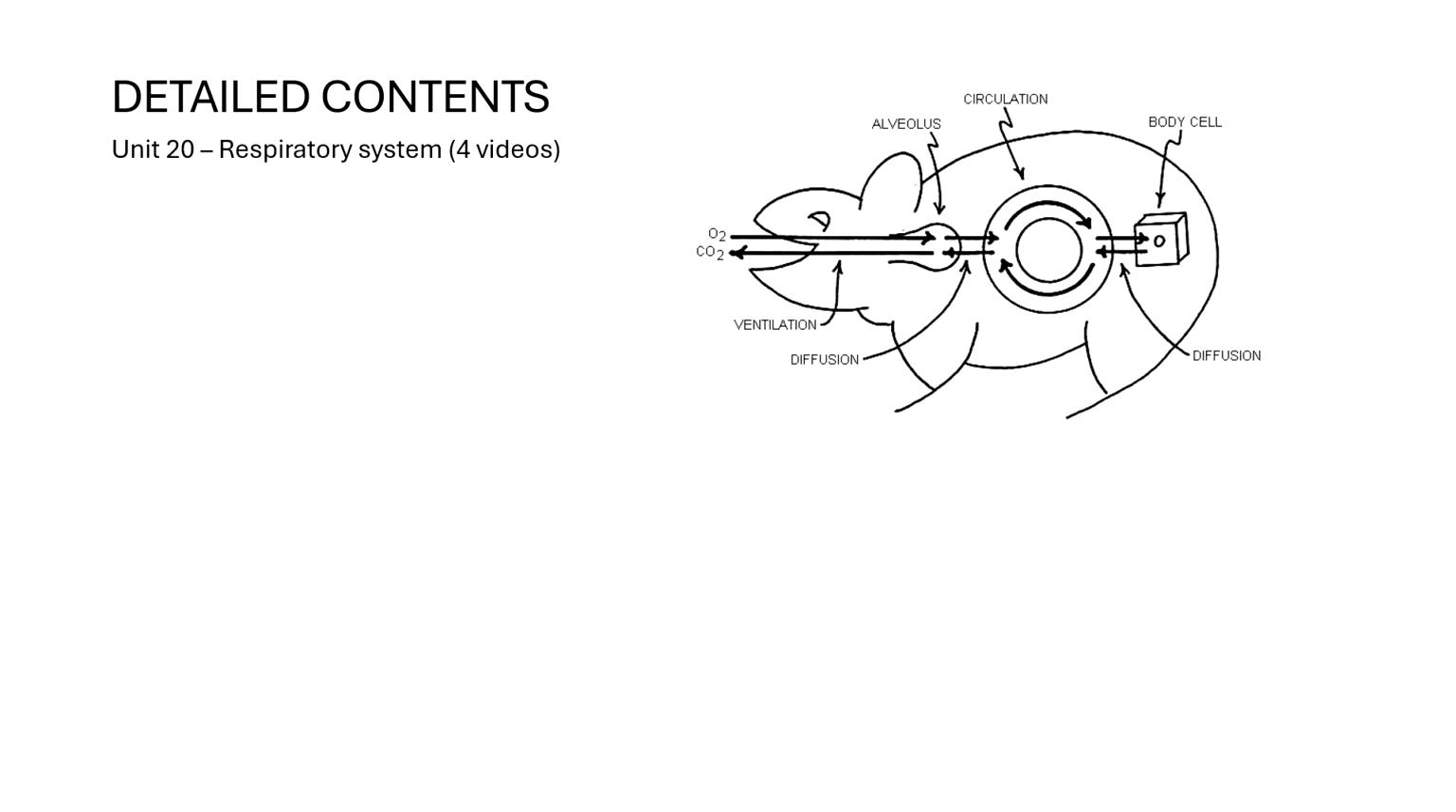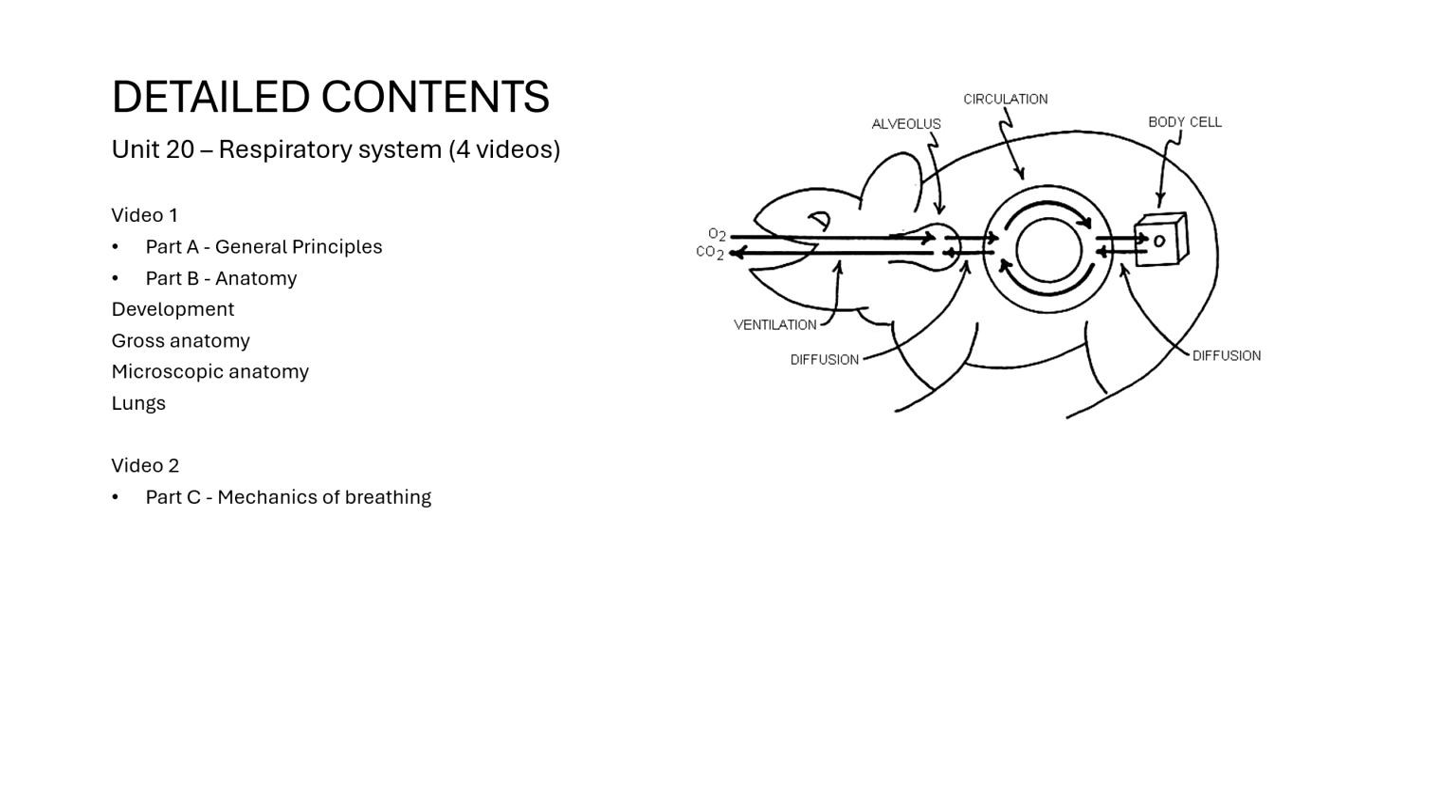Unit 20, the respiratory system, has 5 parts. Video 1 has Part A, an introduction to general principles. Part B, the anatomy of the system, including development, gross anatomy, microscopic anatomy, and then more details of the lungs.